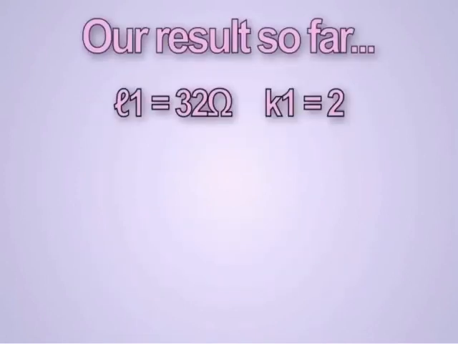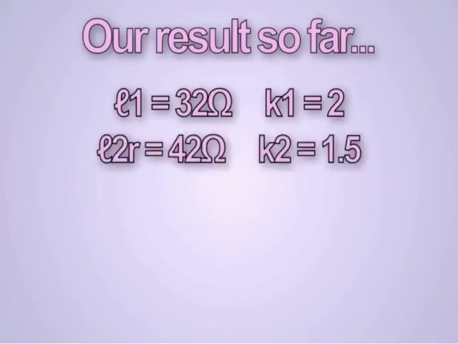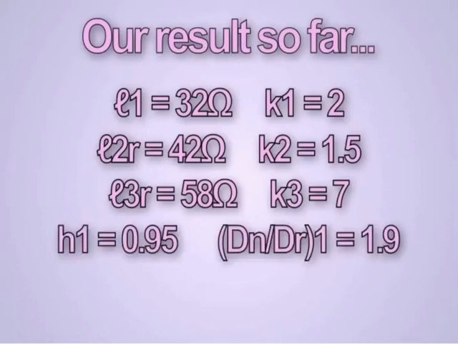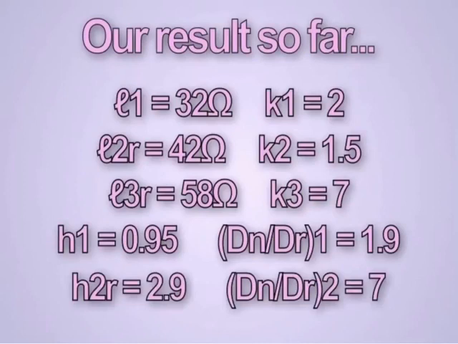So from our results so far, we have our ρ1 to be equal to 32 ohms while K1 is 2. ρ2 replacement is 42 ohms while K2 is 1.5. ρ3 replacement is 58 ohms while K3 is 7. H1 equals 0.95. H2 replacement is 2.9. The NDR1 is 1.9 and the NDR2 is 7. So I like arranging mine this way because it makes my calculation very easy.